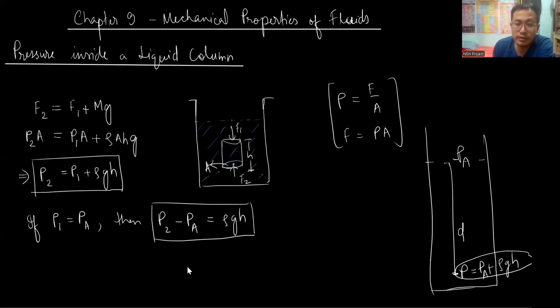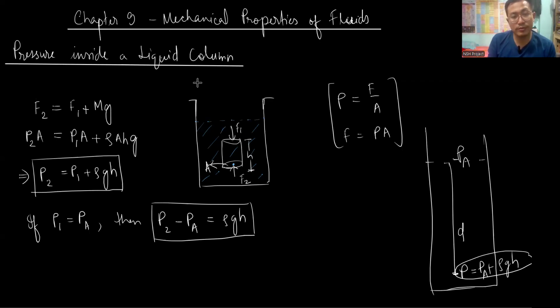Sir, force. P equal to PA plus rho gh. P2 is the pressure at a depth h. P2 is just the pressure at the lower point, and PA is the pressure at the surface.